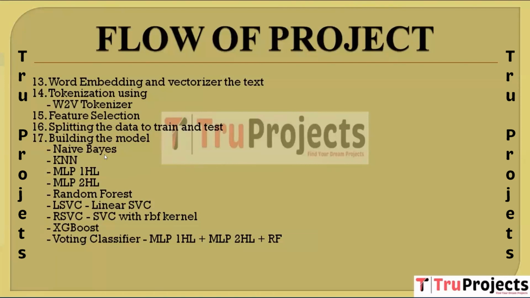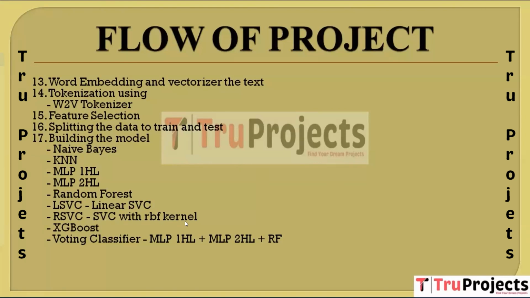Here first we have naive Bayes, a probabilistic classifier based on Bayes theorem. KNN, K-nearest neighbors, a non-parametric classification algorithm based on the majority class among its K-nearest neighbors. MLP-1HL, multi-layer perceptron with one hidden layer, a feed-forward neural network with one hidden layer. Similarly, MLP-2HL, a feed-forward neural network with two hidden layers. Random forest, an ensemble learning method that combines multiple decision trees. LSVC, linear SVC, a linear support vector classifier.